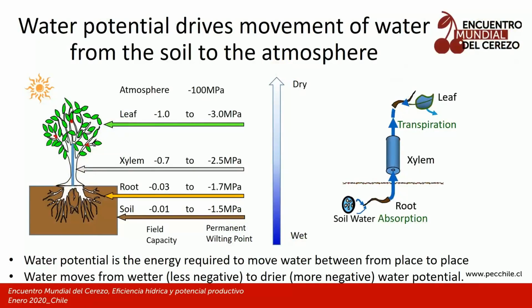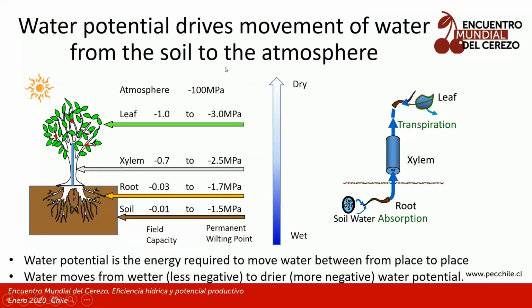Water potential drives the movement of water from the soil through the plant to the atmosphere. It is the energy required to move the water from place to place. It is measured as a negative value, negative megapascals, and less negative values are wetter than more negative values. Water moves from wetter to drier sites.